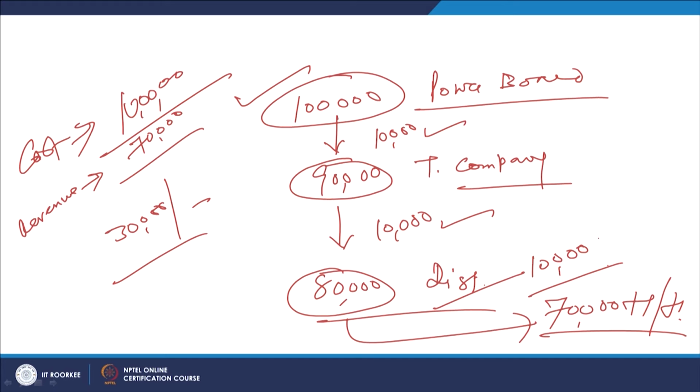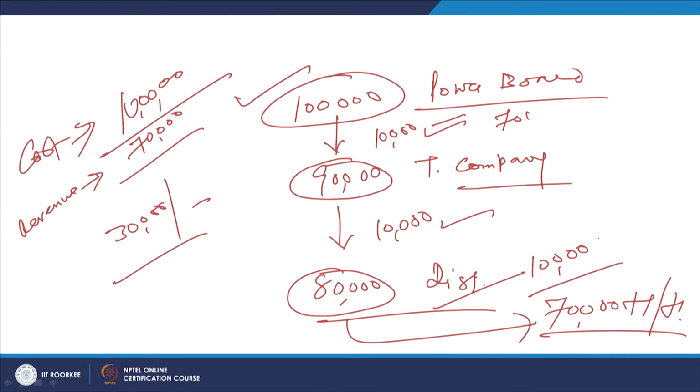Now, we will make an estimate whether the loss of 10,000 units at each of the 3 levels is the expected loss or it is more than the expected loss. So, for example, the loss at the transmission level expected was only 7,000 units, right, but we have actually incurred the loss of 10,000 units. So, it means abnormal loss is how much? 3,000 units.